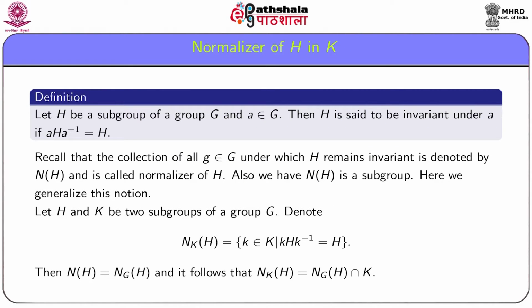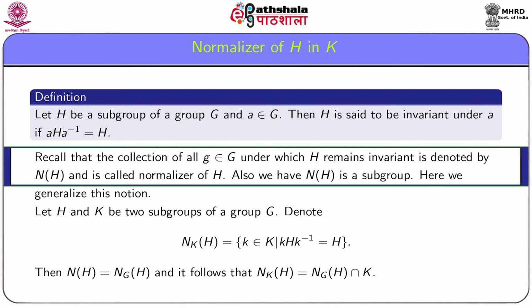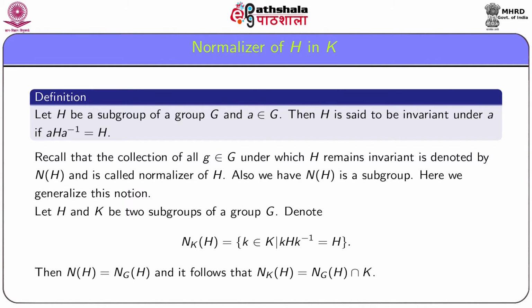Recall that a subgroup H of a group G is said to be normal if gHg inverse equals H for every g belongs to G. If it is not normal, there may be some element a in G such that aHa inverse equals H, but certainly not for all. The collection of such elements is denoted by N(H), which is a subgroup of G and is called the normalizer of H in G. Now we generalize this notion of normalizer.